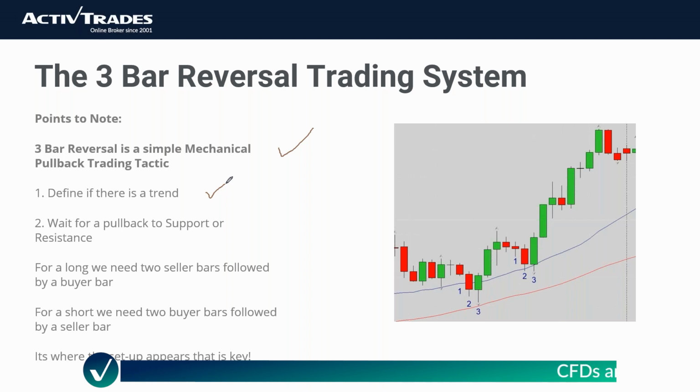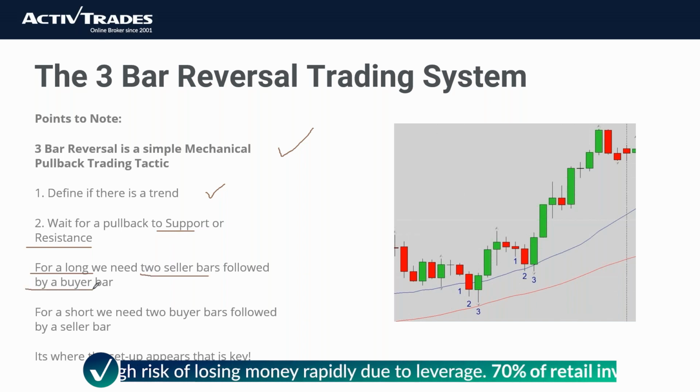Once you've identified a suitable bias, well, then you're looking to wait for a pullback to support in an uptrend or a pullback up to resistance in a downtrend. If we've got a bullish bias and we're looking for a long opportunity, we need 2 seller bars followed by a buyer bar. And for a short setup, if we're in a downtrend, we need 2 buyer bars followed by a seller bar. And remember, it's where the setup appears that is key.